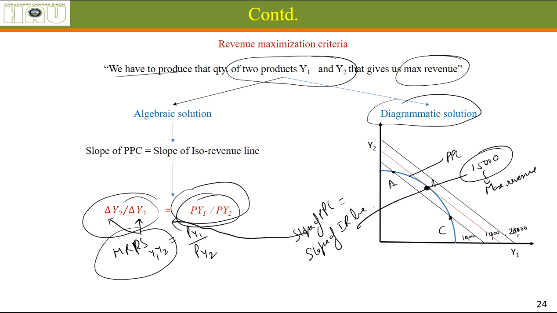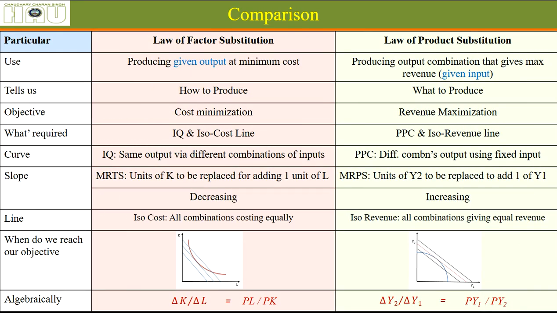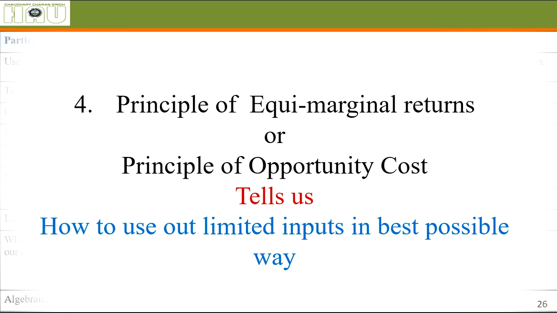Now we'll be comparing both of them side by side so you get a clearer picture. This is how we decide what combination of goods we should produce with our given budget so as to get maximum revenue. All right, now let's compare both of these.